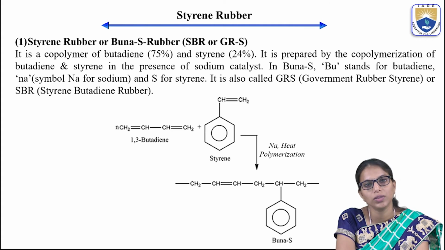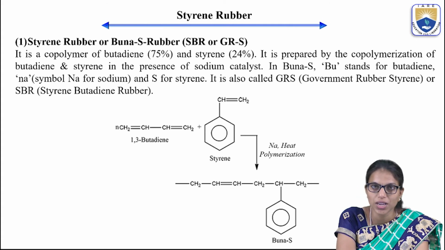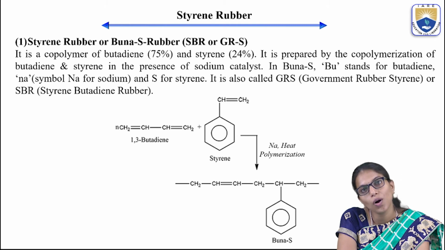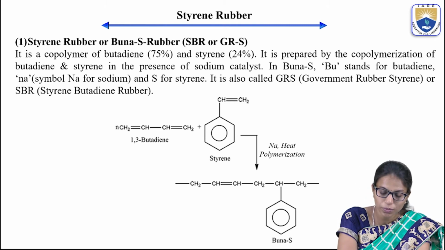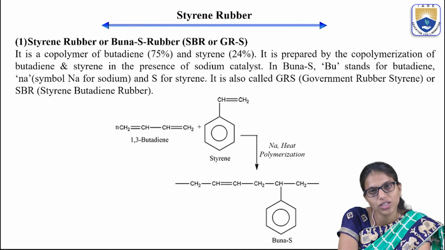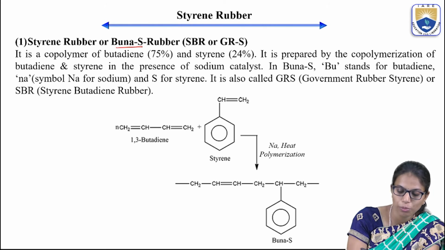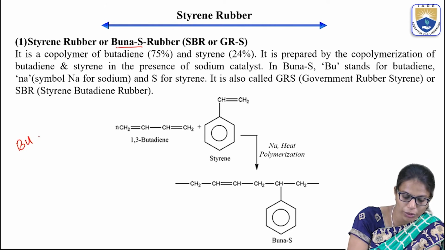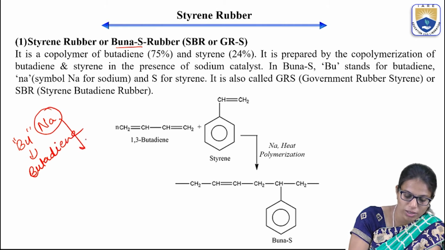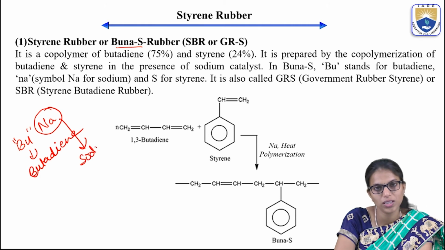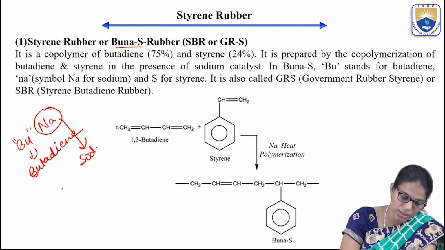An example of a synthetic rubber is styrene rubber. Styrene rubber we call Buna S rubber as well, or SBR and GRS. First we should understand the meaning of Buna S. Buna is formed from Bu and Na. Bu means butadiene, while Na is the symbol of sodium, and S stands for styrene.